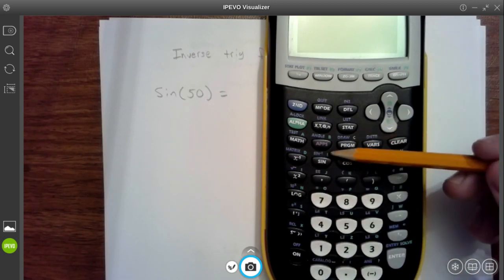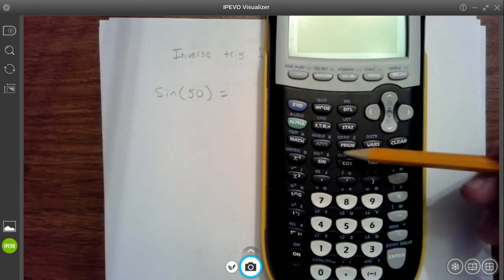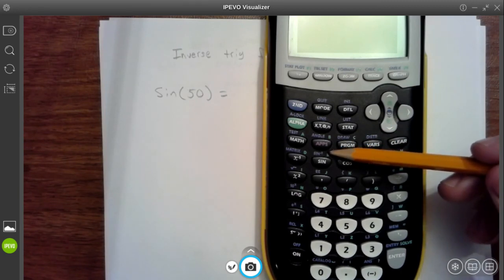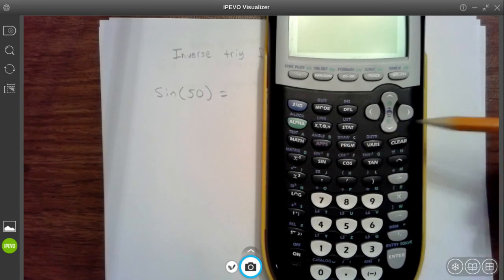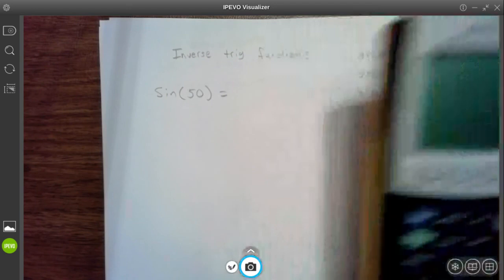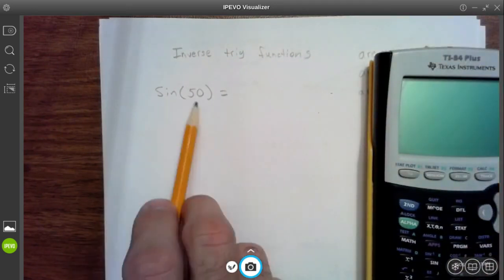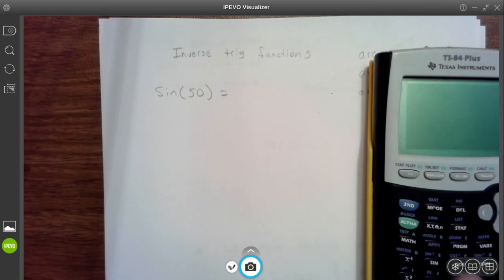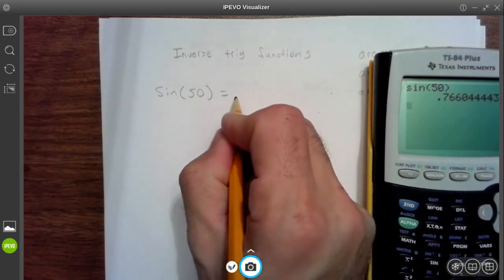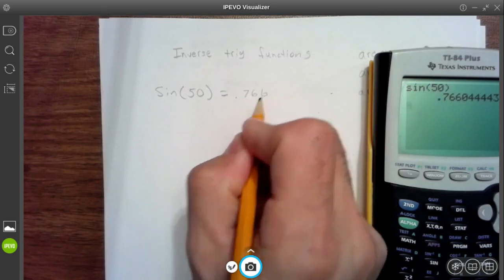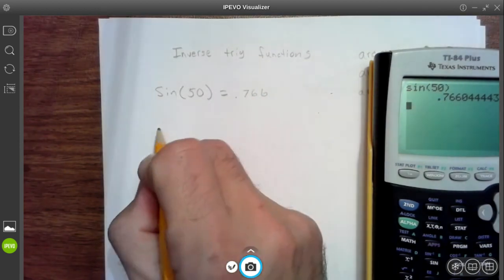It's not to be confused with sine to the -1 as in one over sine, but what that means is sine inverse, and this one just means cosine inverse or inverse cosine. What they do is undo the trig functions. So if I had sine of 50 degrees, and I am in degree mode still, sine of 50 will give me 0.76604 and so on.